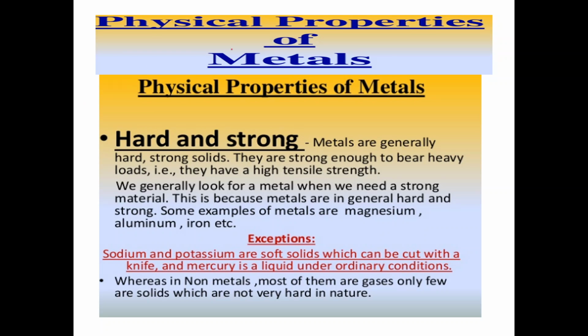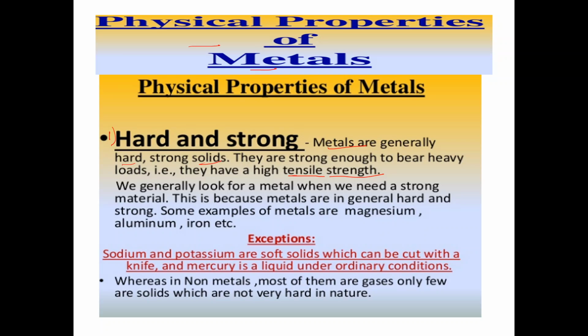Now we'll study the physical properties of metals in detail. First property is hardness and the strength of the metal. So metals are generally very hard. They have more strength. They have more tensile strength. Fine wires also have more tensile strength.